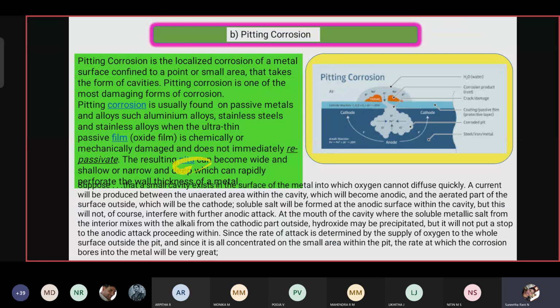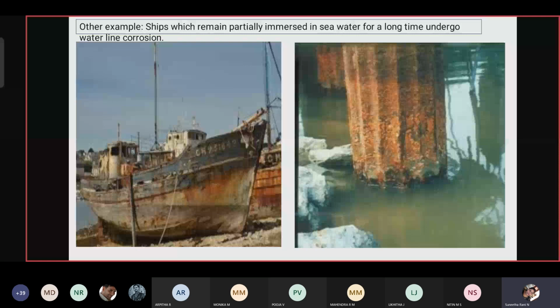You should not just write differential aeration corrosion. See the example correctly, which example suits which type. Identify the type and explain the type first, and later give the example, like it comes under differential aeration corrosion. Like this, they will ask in the exam for 6 marks. Understood? Now you write this down. Any doubt here in differential aeration?